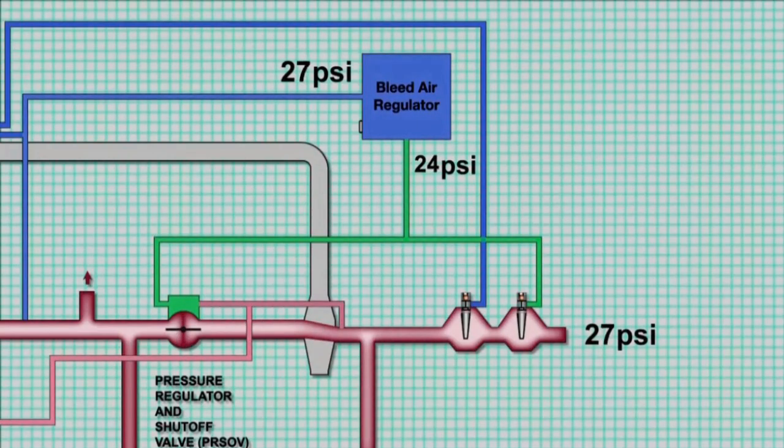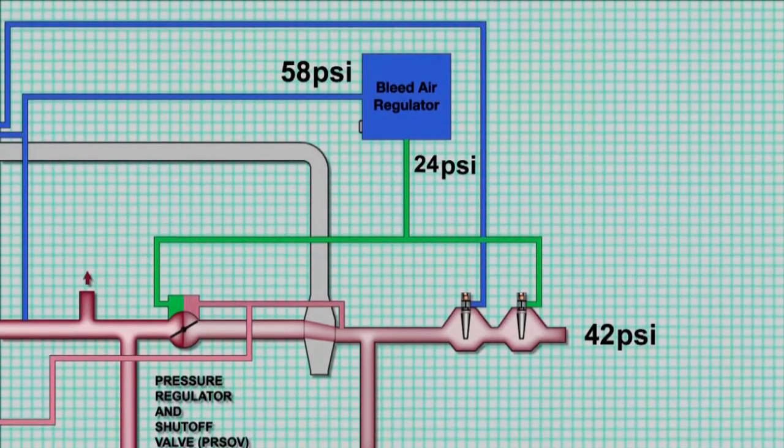As pressure reaches 10 psi, the PRSOV is fully open. Note the bleed air regulator regulates the air to the PRSOV to 24 psi. This is enough to overcome the downstream sense air to the PRSOV and keep the valve open. As engine speed increases even further, the PRSOV will regulate the duct pressure to 42 psi.